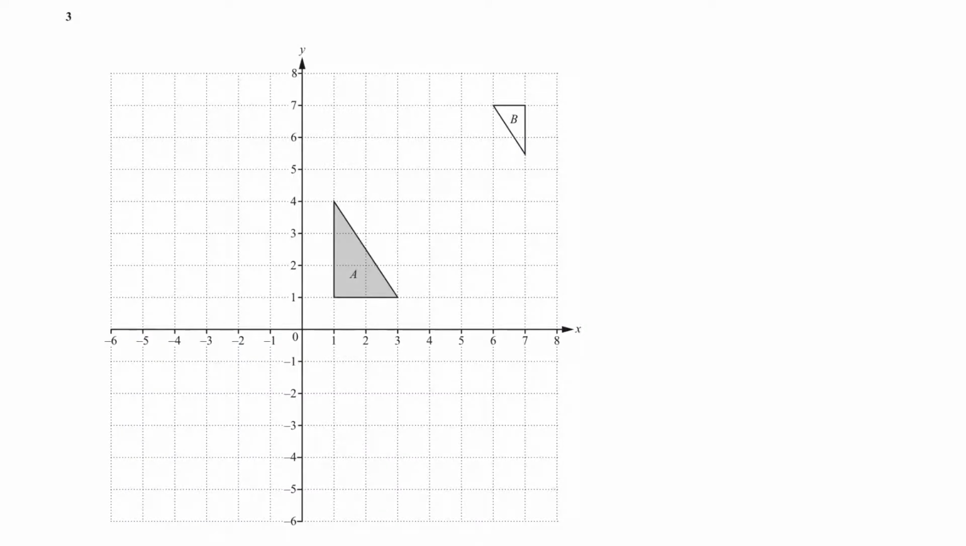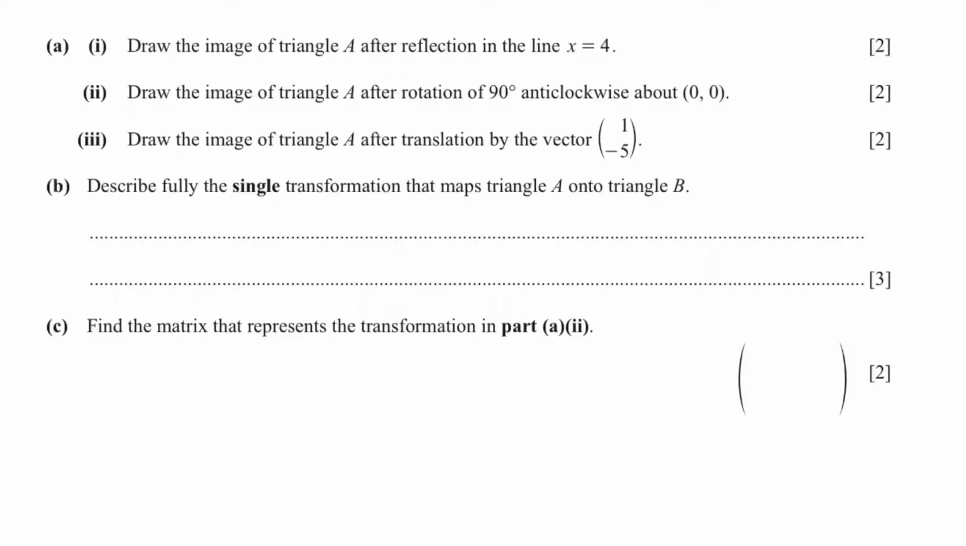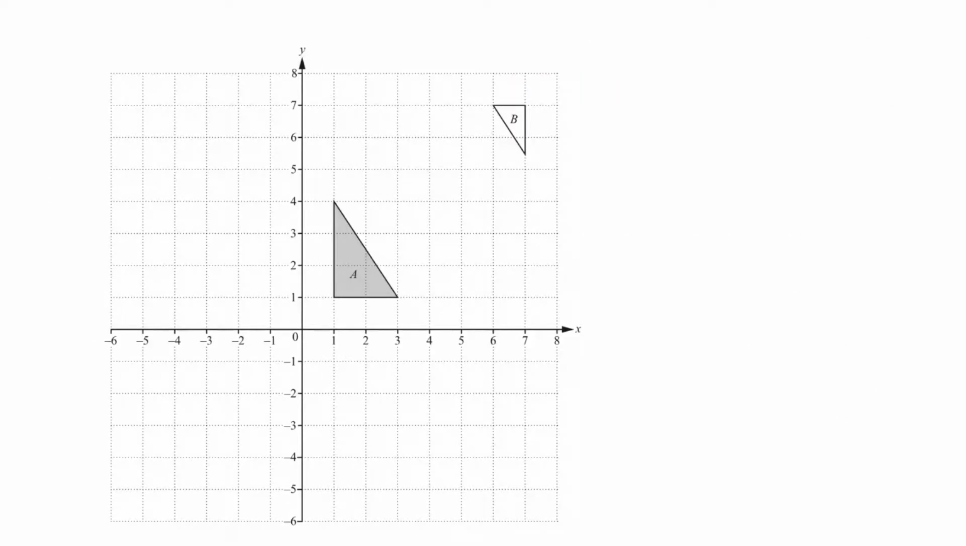Question number 3. We can see this is a transformation question. Let's read the question. A1, draw the image of triangle A after reflection in the line x is equal to 4. X is equal to 4 is this line here. So when we reflect the triangle, we'll have this shape here. So that is your A1.